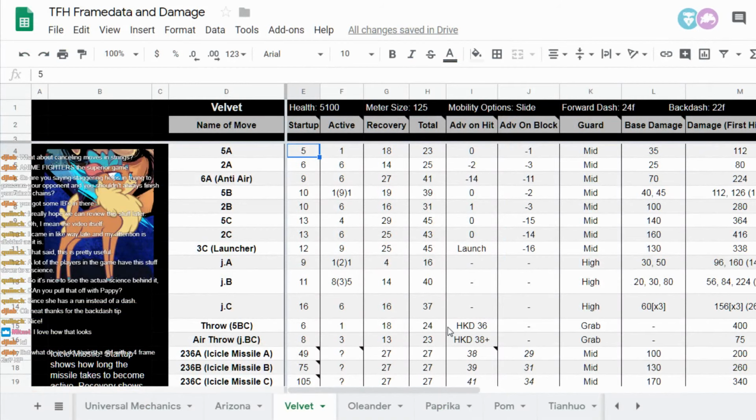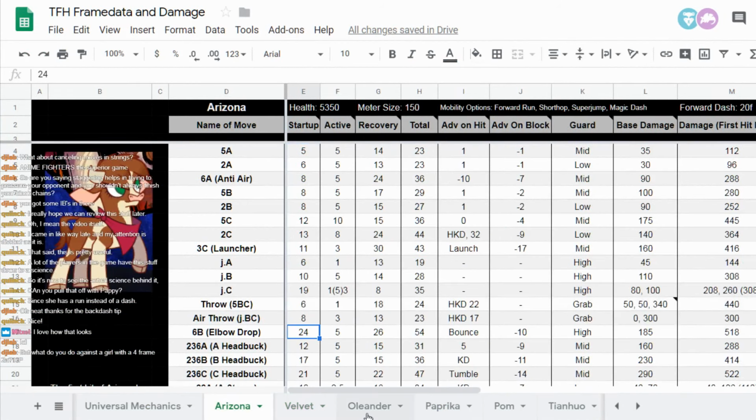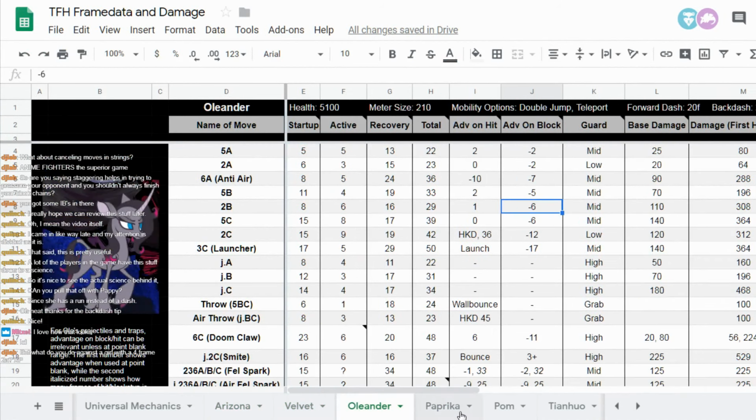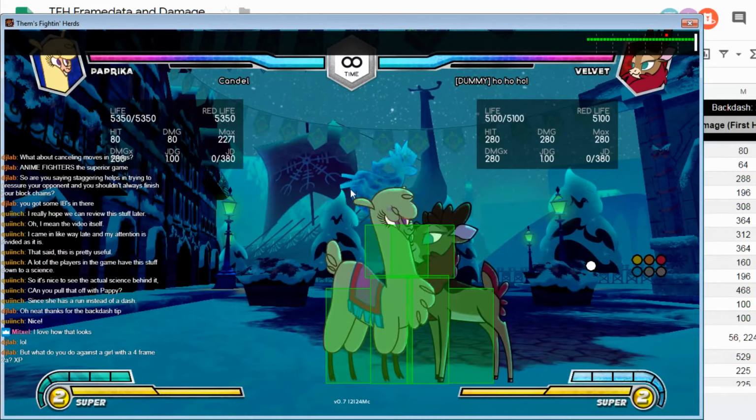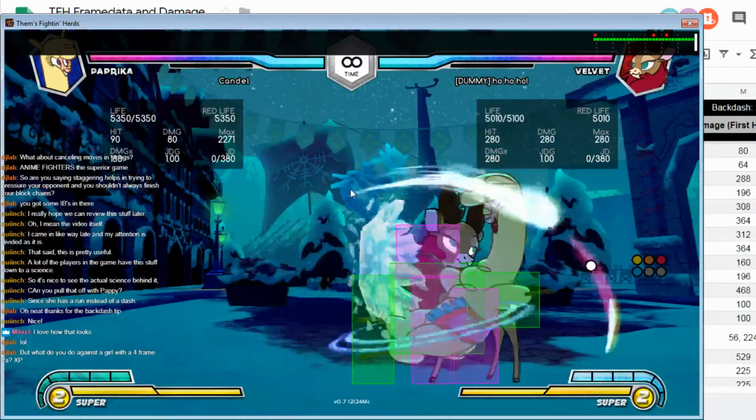It's also important if you feel like just doing a normal reset on a grounded opponent, which is kind of weird to do, I guess. Resets in this game aren't as crazy, but you can technically hit someone with a 5A and then throw them as a reset. But not much reason to do that. Unless your name is Pap and you have this move.